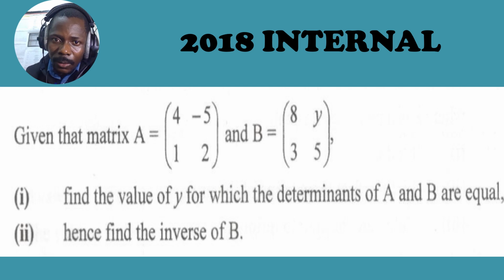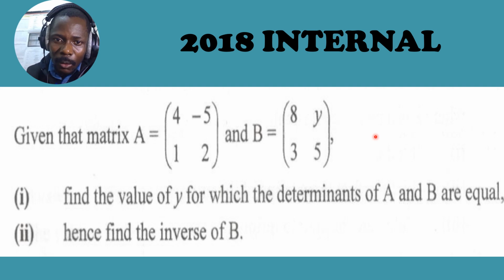Okay, here we are into the slide where we're looking at the 2018 internal paper. This question came in the 2018 internal paper. Now, given that matrix A is equal to 4, 2, negative 5, and 1, and B is equal to 8, y, 3, and 5. This is an interesting question. Please pay particular attention to it as we just go through it together.